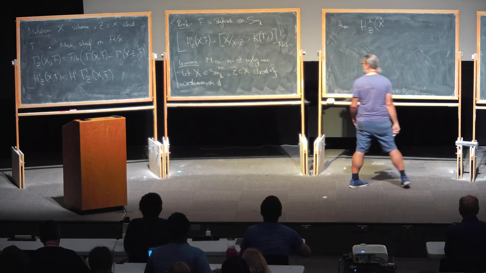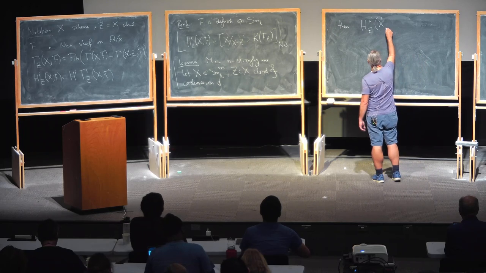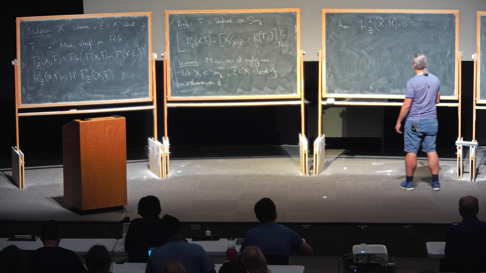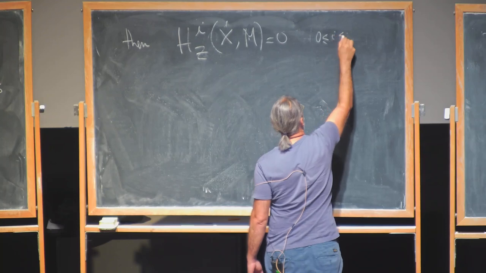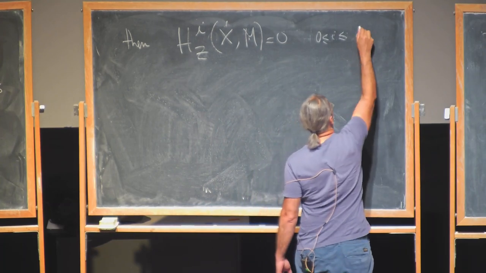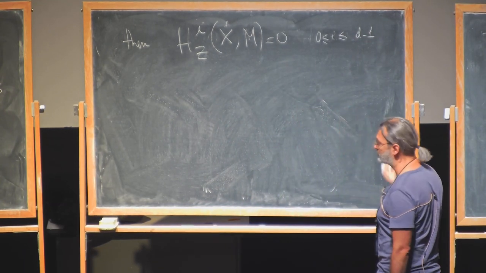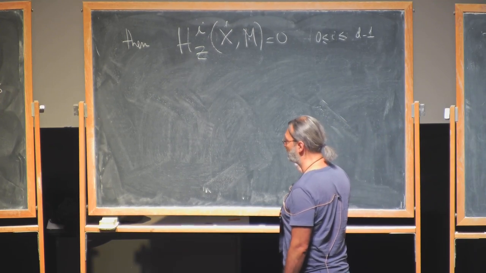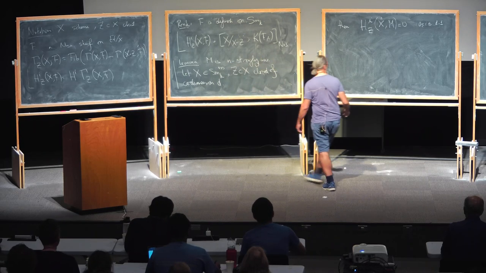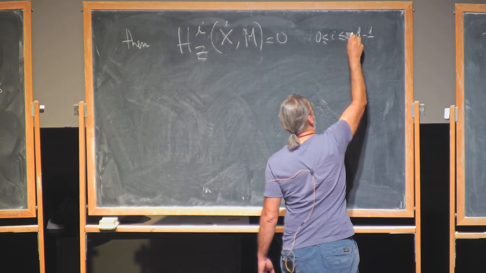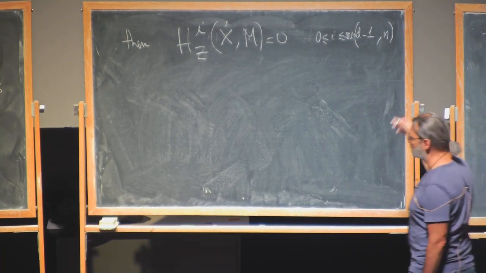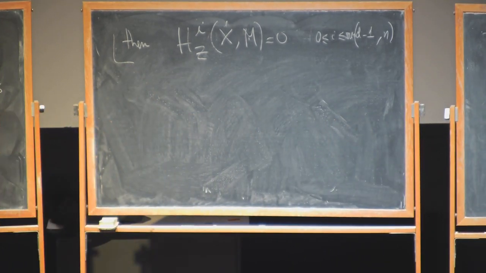So we have a vanishing in local cohomology, and that will hold for i between zero and, ideally, d minus one. This is what you would expect. But for the proof, it will not work for indices bigger than n. So I will have to take the minimum between these two numbers. So up to d minus one and up to n, one has this vanishing. And the proof is simple.